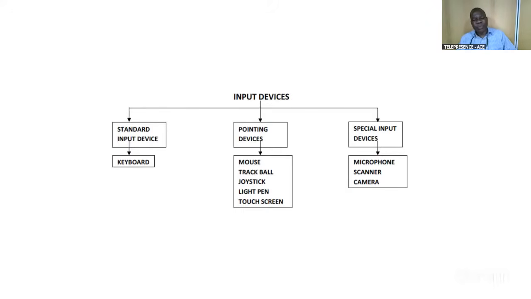So input devices are classified into three: standard input device, pointing device, and special input devices. And we have examples of these. Keyboard is the example for standard input device. Pointing devices, we have mouse, joystick, light pen, and special input devices, you have microphone, camera, and others.